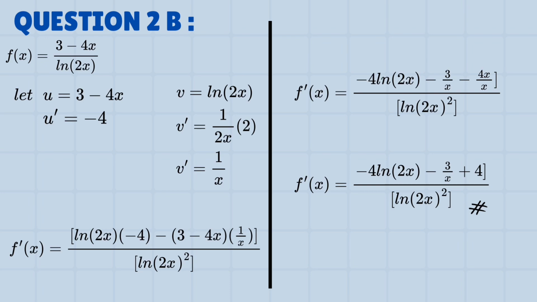Next, let's take a look at the answer for question 2b. You may refer to question 2b that has already been included in the problem statement. f(x) equals 3 minus 4x over ln 2x. This kind of question requires us to use the quotient rule, which is vu prime minus uv prime over v squared. Next step, we differentiate u equal to 3 minus 4x and we get u prime equal to negative 4. Then differentiate v equal to ln 2x and we get v prime equal to 1 over x. Applying the quotient rule, f prime of x equals ln 2x times negative 4 minus 3 minus 4x times 1 over x, all over ln 2x squared.